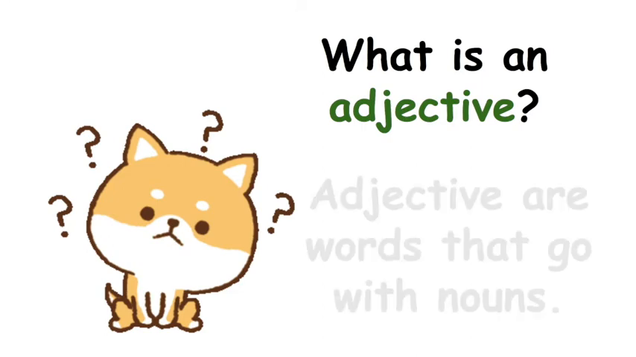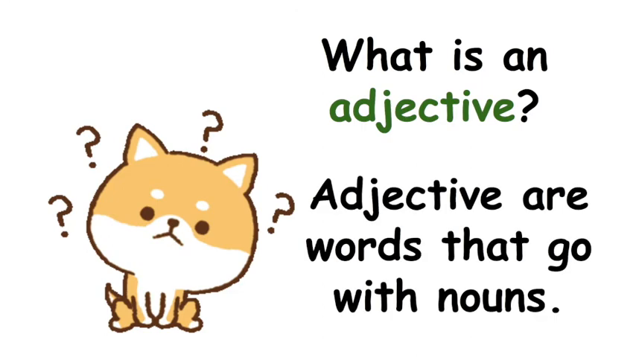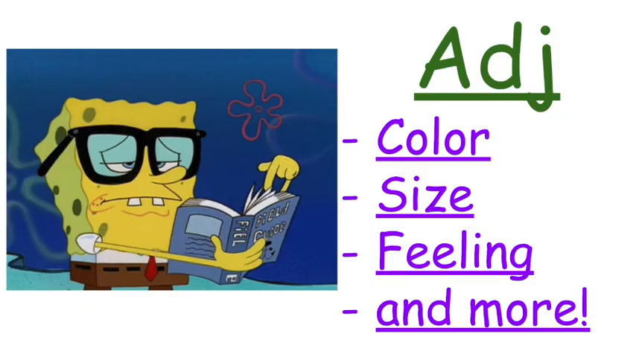One more time. Adjectives are words that go with nouns. They tell you about the things that we are talking about. Adjectives can be color, it can be size, it can also be any feeling, but that's not it. There are many, many more that we will talk about one day, but not today because that would be too much. So, just remember that adjectives can be lots of different things, but they always talk about nouns.